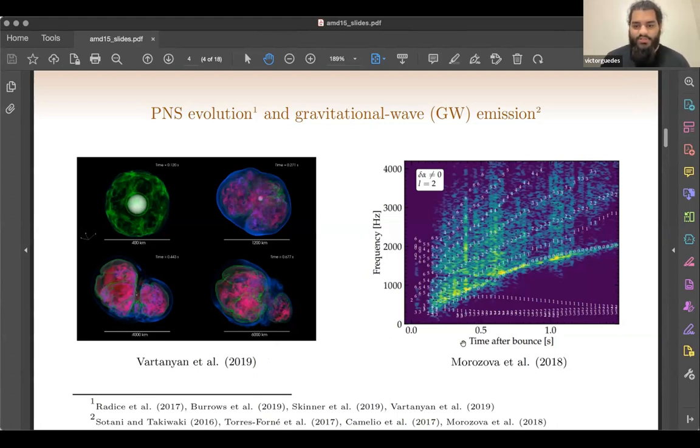So here on the right, I'm showing the gravitational wave spectrogram for the frequencies for one model, where we can see that for early times, we have a kind of mixture of modes, but for later times, for a post-bounce time of around 0.5 and ahead, we see that the signal seems to be dominated by the mode whose eigenfunction inside the star has zero nodes, which we call the f mode, which describes the oscillations of the fluid coupled to the space-time of that object.